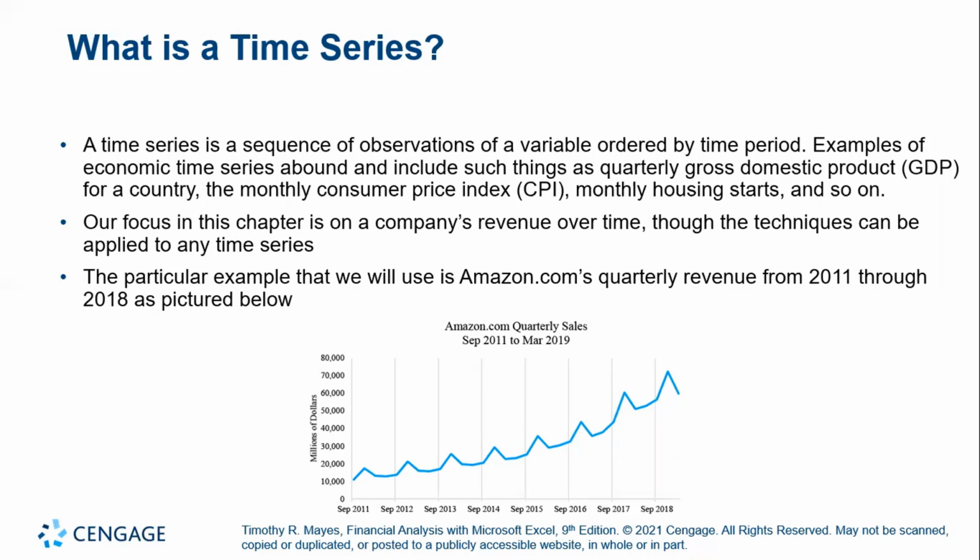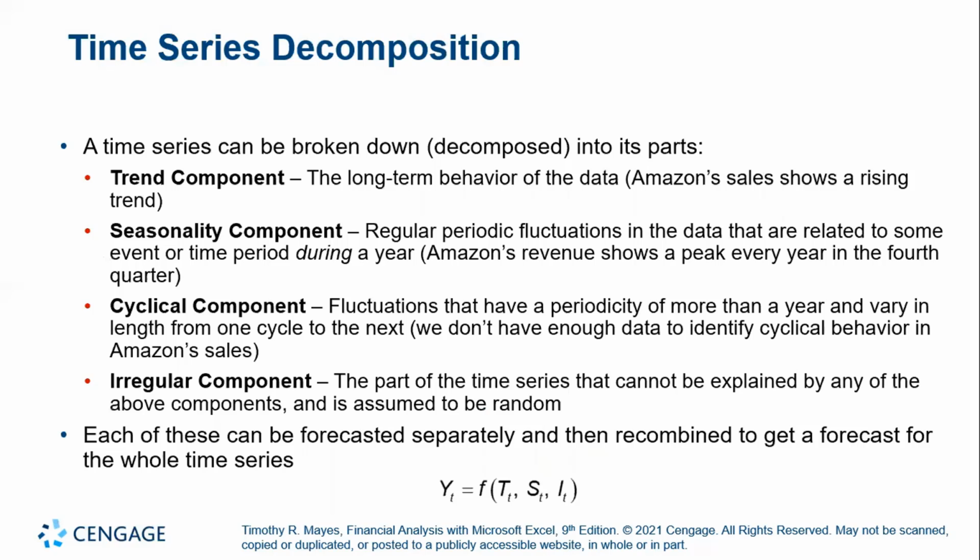Our focus in this chapter is on a company's revenue over time, though the techniques can be applied to any time series. The particular example that we will use is Amazon.com quarterly revenue from 2011 through 2018 as pictured below. Time series decompositions. A time series can be broken down or decomposed into its parts. Trend components, the long-term behavior of the data, Amazon's sales showing a rising trend.